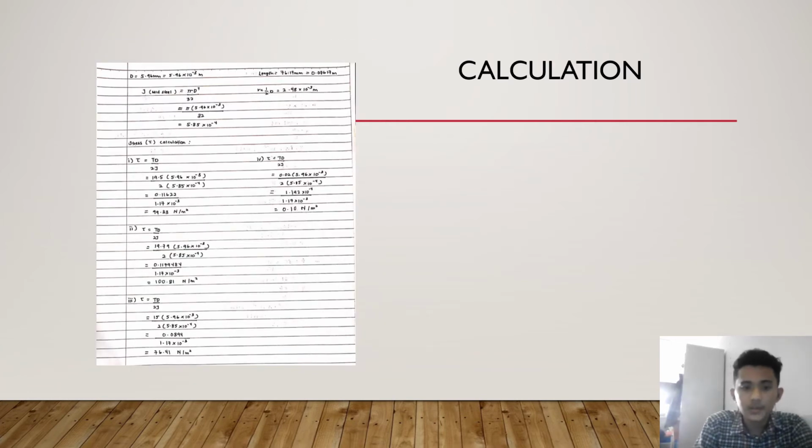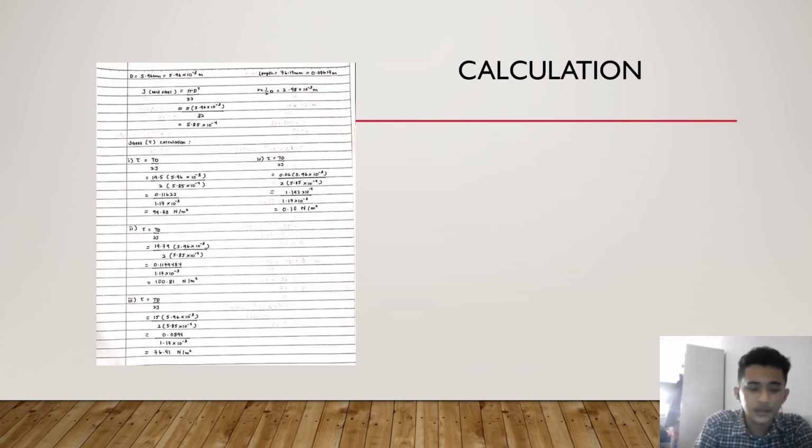As we finish with the brass calculation, we have to move on to the mild steel calculation by using the same formula. First, we have to convert the diameter from millimeter to meter, and we will get 5.96 times 10 to the power of negative 3 meter, and substitute the value into the polar moment of inertia formula, and we will get 5.85 times 10 to the power of negative 4.